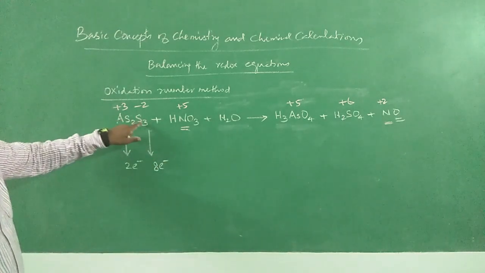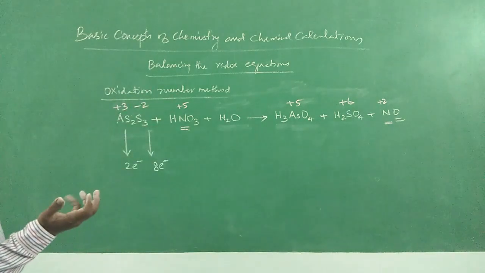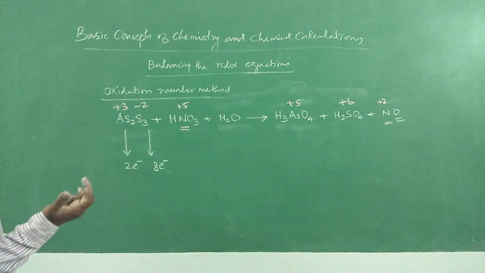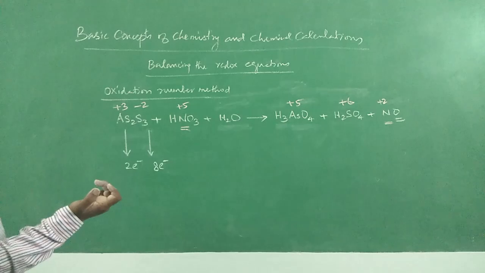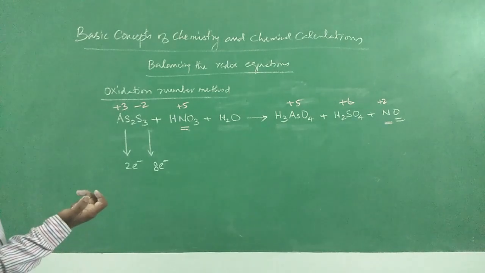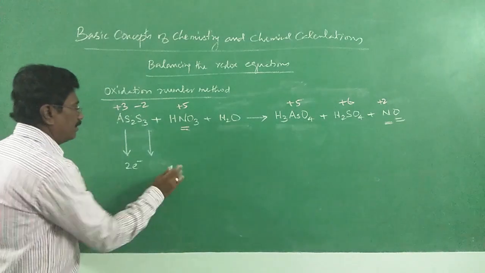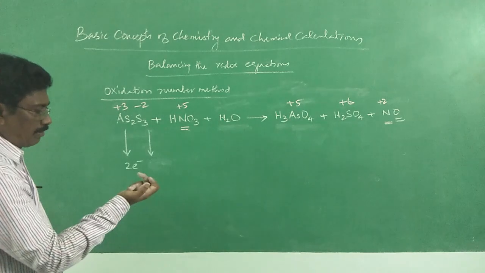Alright. But we have 3. Minus 2 to plus 6. Minus 2 to minus 1, 0, plus 1, plus 2, plus 3, plus 4, plus 5. Alright. Totally how many? 7 electrons. Minus 1, 0, 1, 2, 3, 4, 5. 7 electrons.